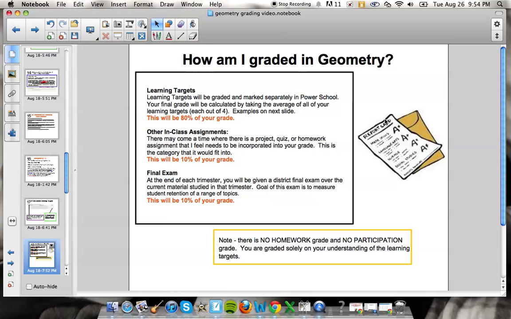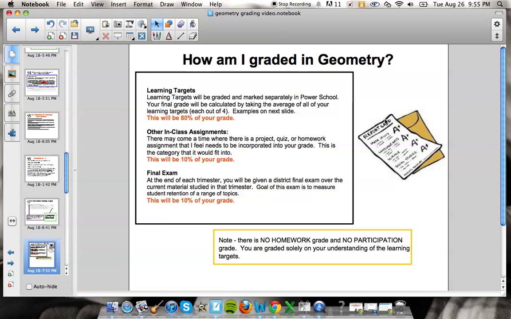So as you can see, the learning targets are going to be 80% of your grade. Each one of those learning targets is going to be out of 4 in the gradebook. If you're proficient, remember you're only going to get a 3 out of 4. If you're above proficiency, you will receive a 4 out of 4.